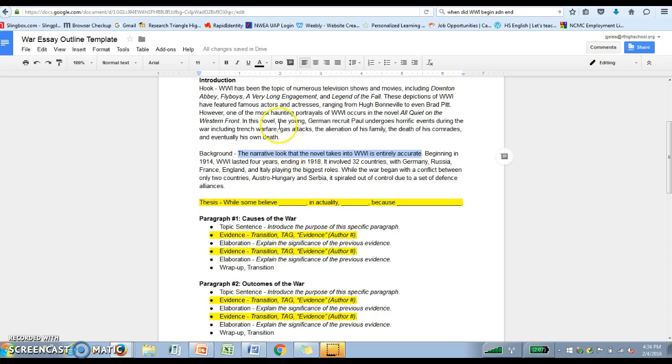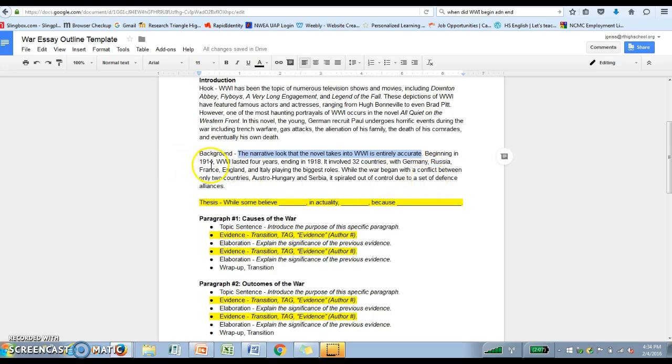So I mentioned that the narrative look that I just described is an accurate portrayal of World War I, which I am then going to describe. You can literally see it as a connector piece between the two parts. Mentions the narrative and then transitions to World War I. Then I get into my who, what, where, when, why, how.